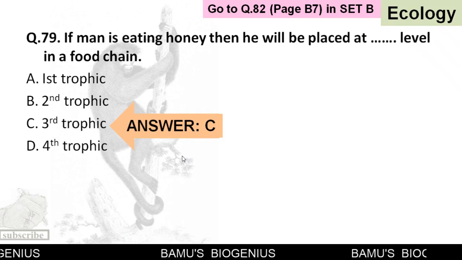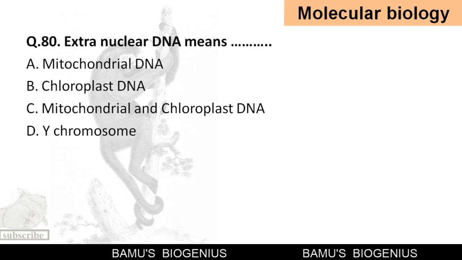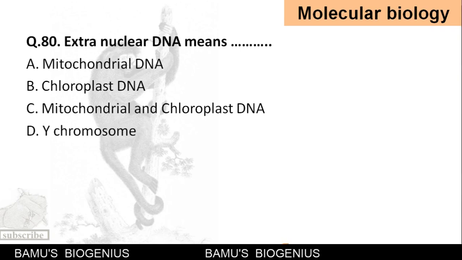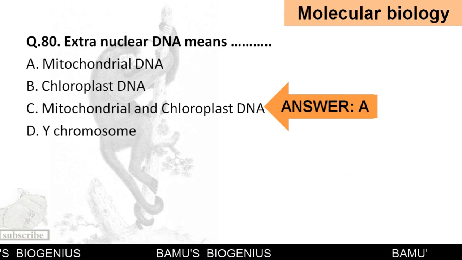Then question number 80. Extranuclear DNA means mitochondrial DNA, chloroplast DNA, mitochondrial and chloroplast DNA, and Y chromosome. The answer is mitochondria and chloroplast DNA is extranuclear DNA.